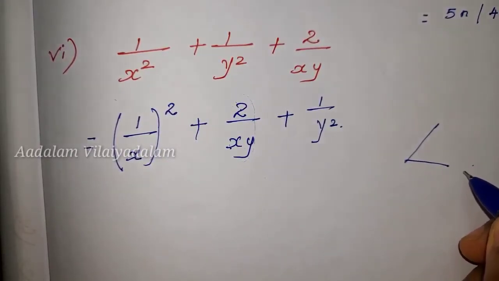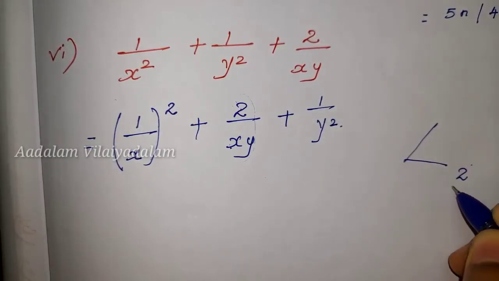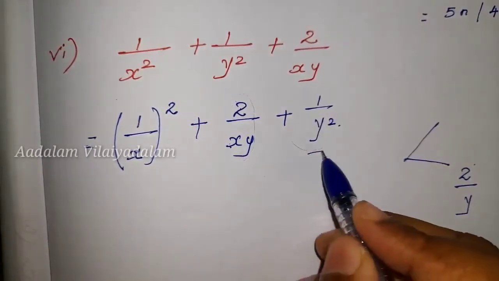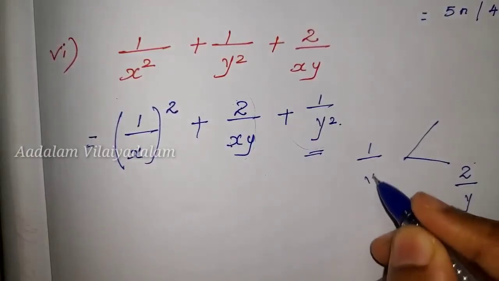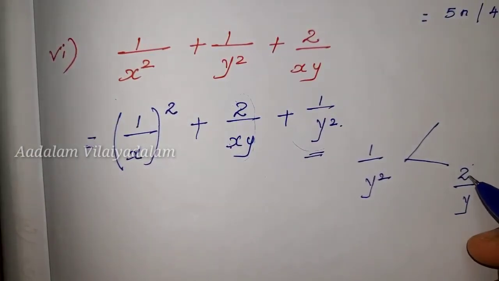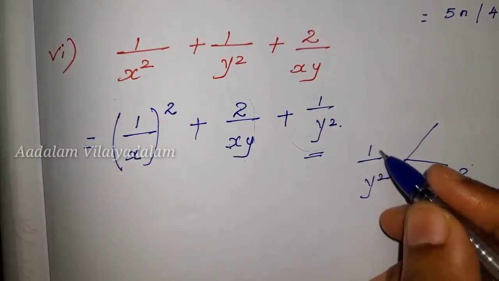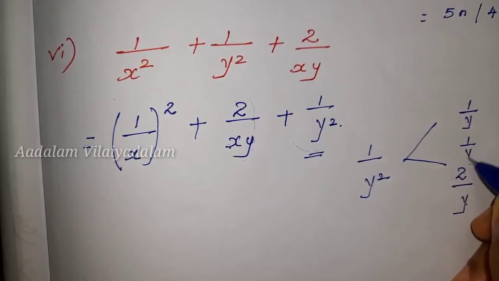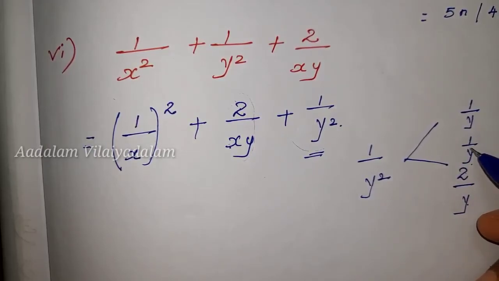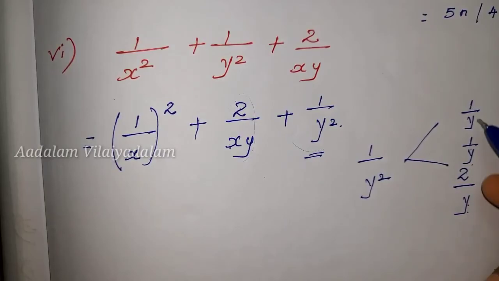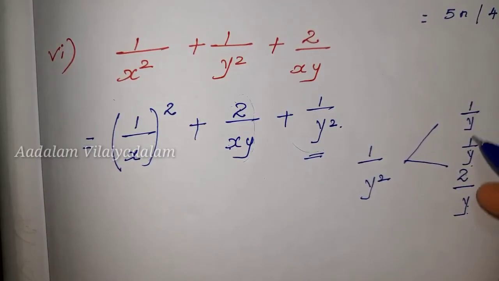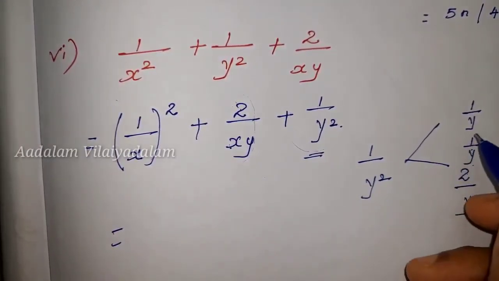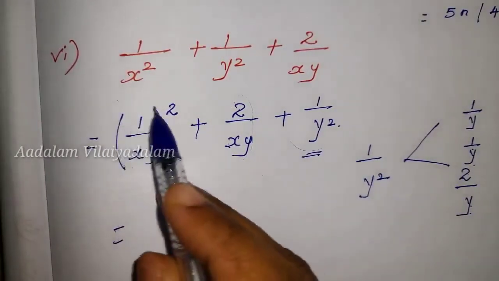So the sum of the factors is 2 divided by y. The product is the constant term, which is 1 by y square. The sum of the factors is 2 by y, and the product should be 1 by y square. So the factors are 1 by y, 1 by y. So 1 by y plus 1 by y, the answer is 2 by y. 1 by y into 1 by y, you multiply the numerators, 1 ones are 1, y into y, y square.